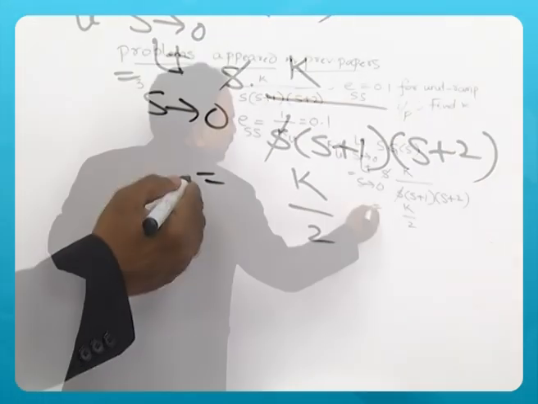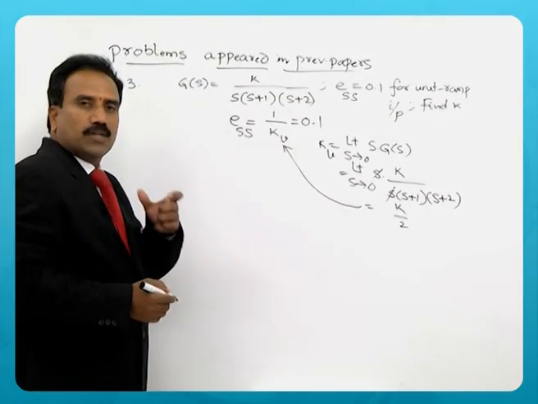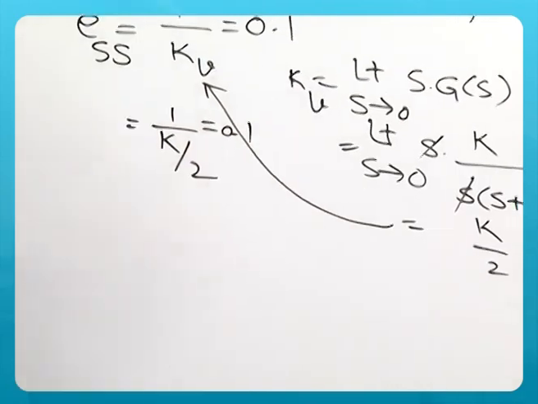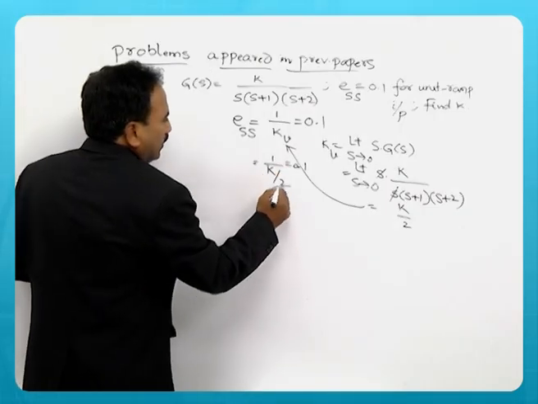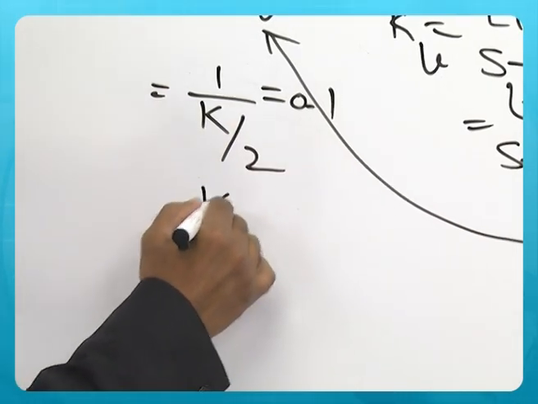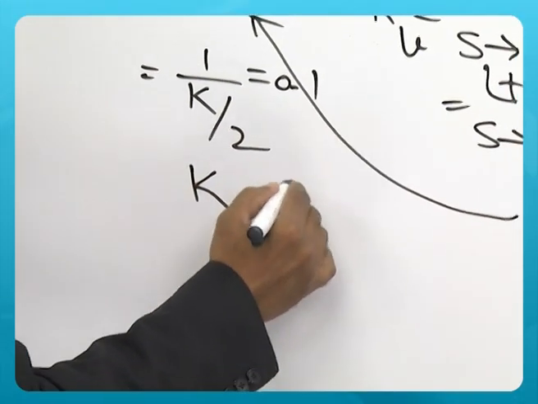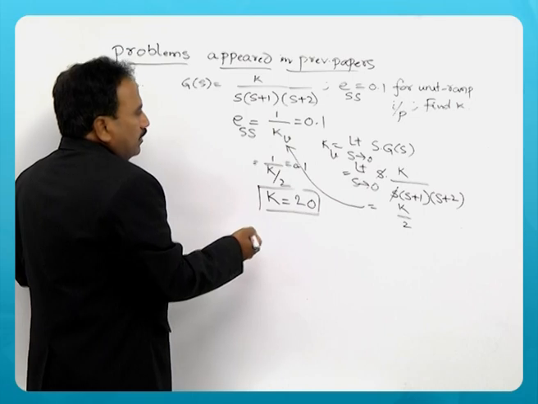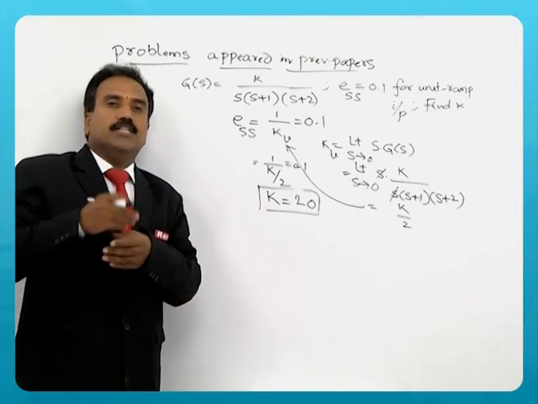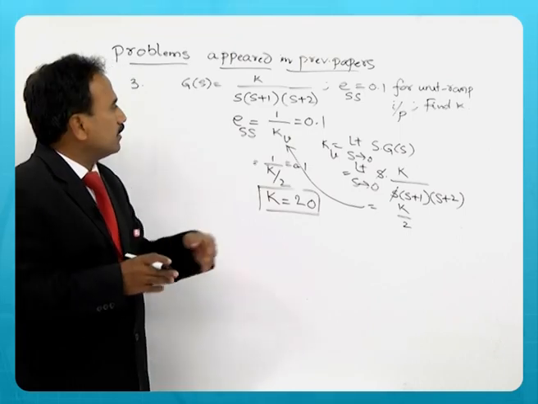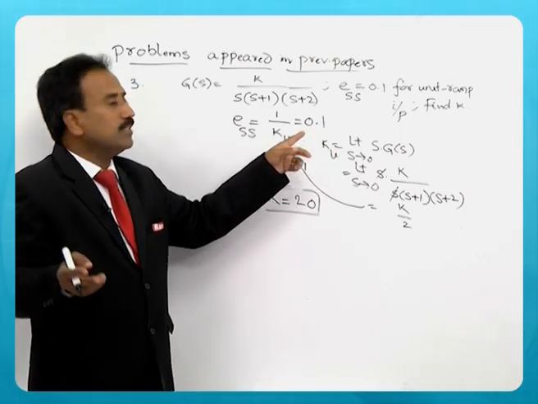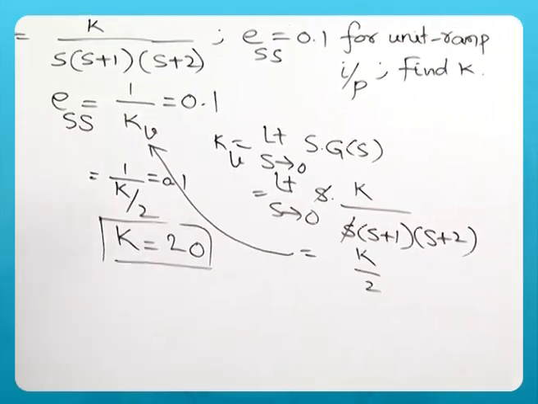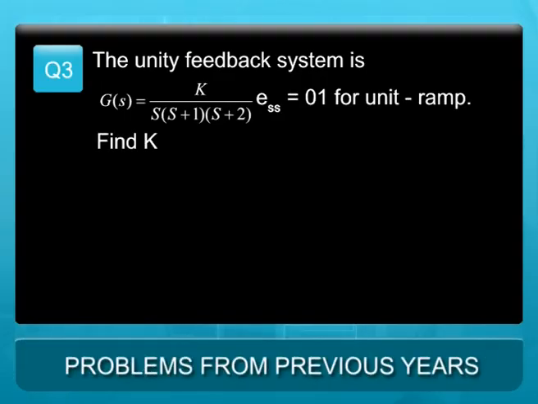Now, substitute this K by 2, that is the velocity error constant. So, 1 by K by 2 is 0.1. You can now calculate the value of K, and from this it will be 20. Here you are not asked to calculate the steady state error. Remember, we are going in a reverse way: steady state error is given and you are trying to get the value of Kv and hence the value of K. So, this is the way you should calculate K value when steady state error is given.